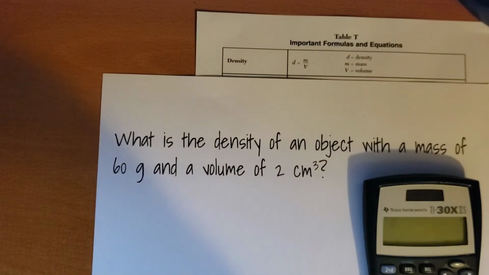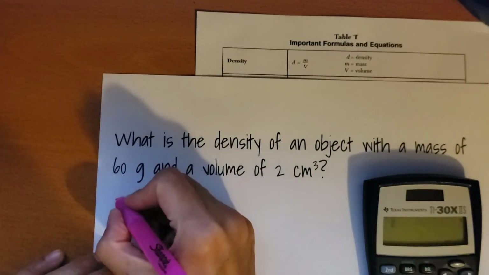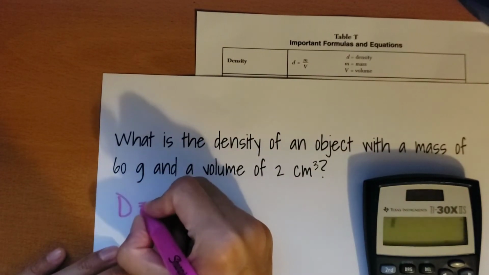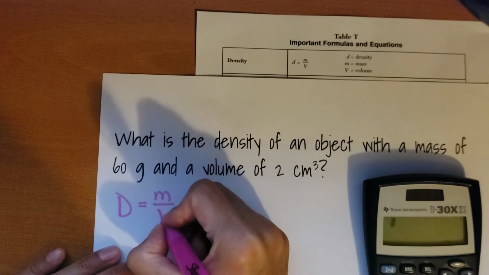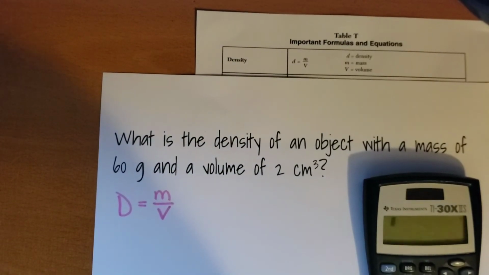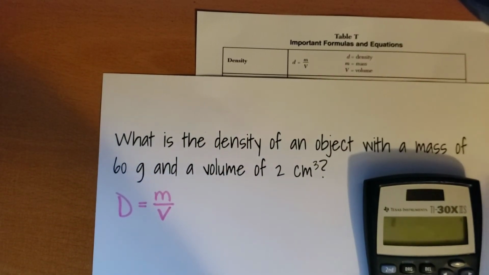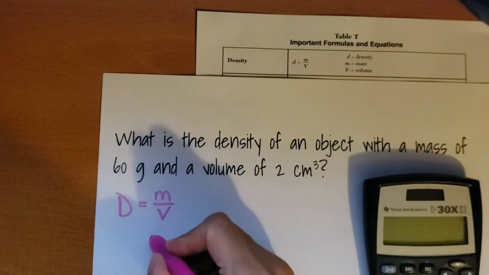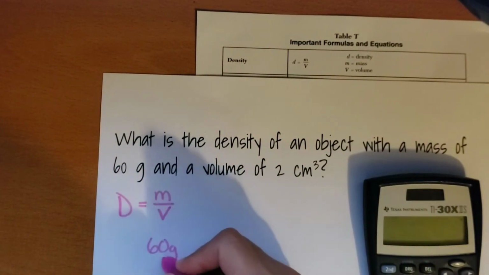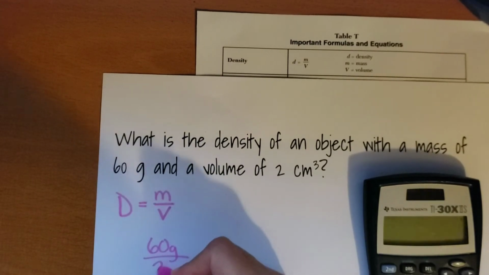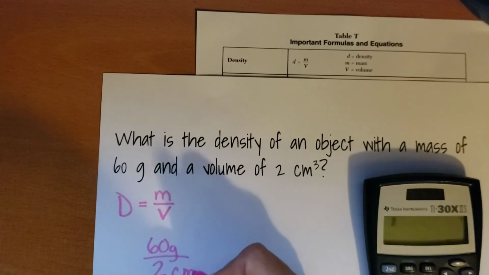In this question, it asks us to find density. So we're going to start by writing the formula for density. After you identify the correct formula, you should substitute your known values here. So in this case, we know we have 60 grams, and we know we have 2 cubic centimeters.